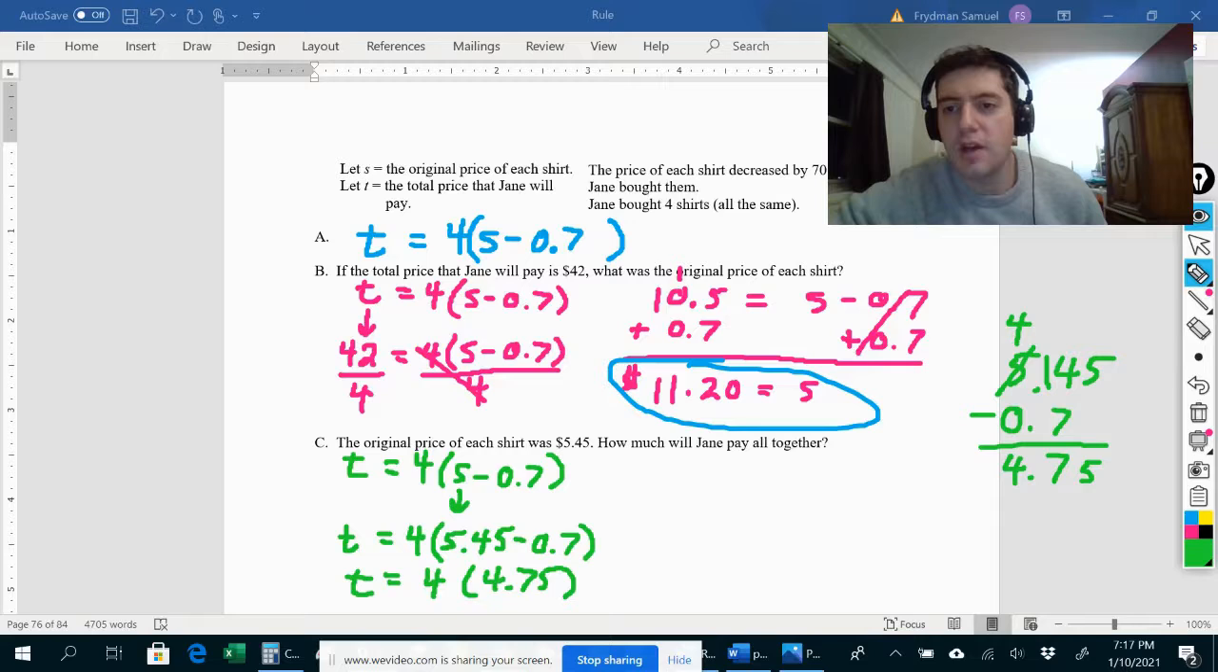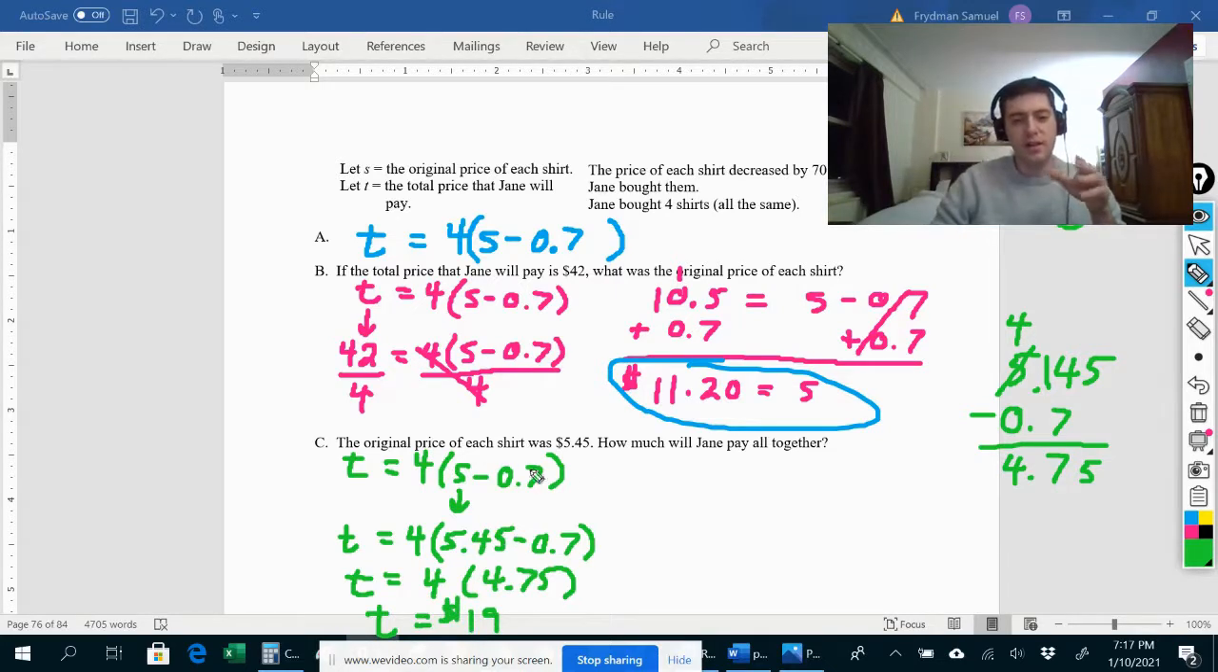4.75 times 4, that's 4 times 5 is 20, carry the 2, 4 times 7 is 28, plus 2 is 30, so 0, 3. 4 times 4 is 16, plus 3 is 19, and then 1, 2. I didn't have any decimals over here, so just 1, 2. So I'm going to get $19. So T is equal to 19, okay?